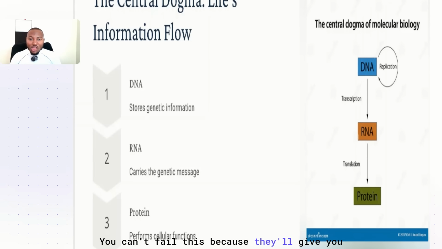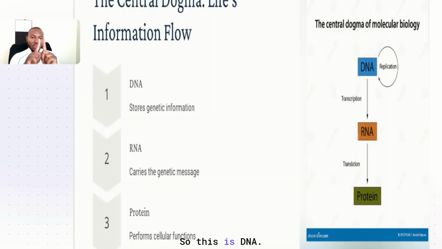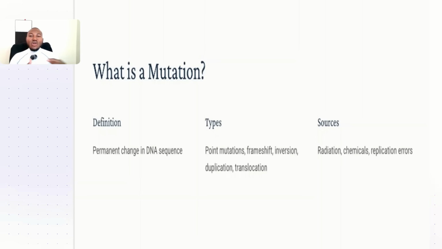You can't fail this because they'll give you options like each daughter cell receives one new helix and one old helix. No, they do not receive. Each daughter cell receives one new chromatid and one old chromatid. No. Each daughter cell consists of one new nucleotide and one old nucleotide. No. The answer is each daughter DNA consists of one new helix and one old helix. So this is the DNA. It breaks into two. This one has a new one to it. This one has a new one to it. That is semi-conservative. Simple.